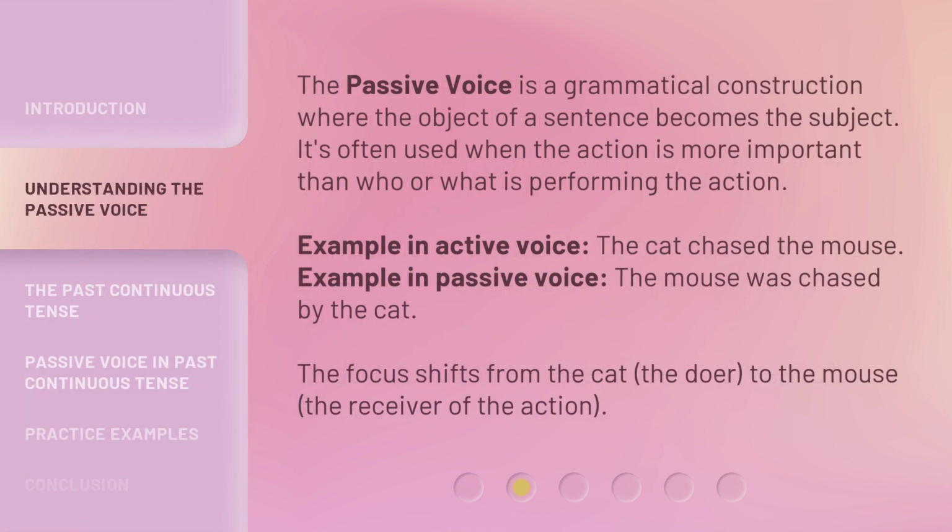The passive voice is a grammatical construction where the object of a sentence becomes the subject. It's often used when the action is more important than who or what is performing the action. Example in active voice: the cat chased the mouse. Example in passive voice: the mouse was chased by the cat. The focus shifts from the cat, the doer, to the mouse, the receiver of the action.